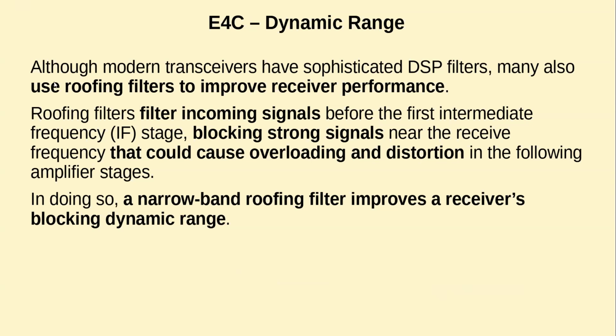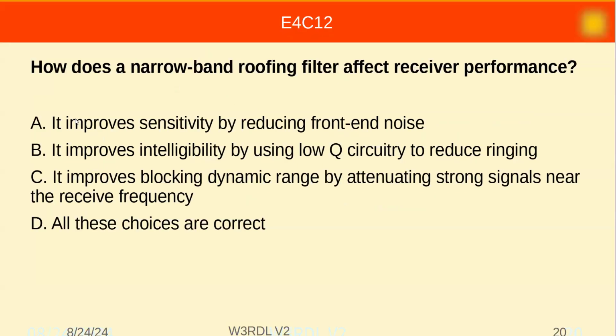And if you've got a very strong signal close to the one you're trying to listen to, it could cause either an overload or some blocking or desensitization of the signal. So the narrow band roofing filter, which is a narrow band bandpass filter, will help improve the dynamic range, the blocking dynamic range. So how does a narrow band roofing filter affect the receiver performance? What you just said, Johnny.